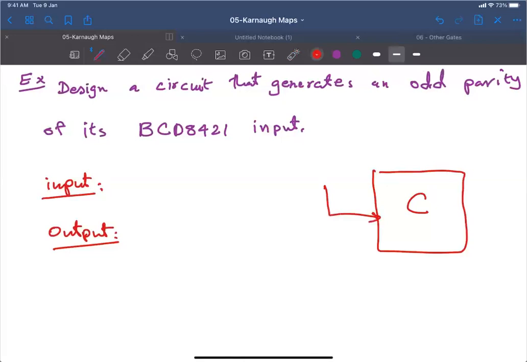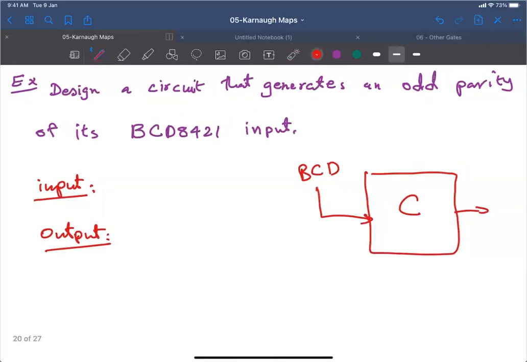I need you to be more active in the class, guys. Otherwise I will be bored, just like you. So please answer my question. What is the input to this circuit from the problem description? BCD number. Okay, BCD. And what is the output? You can see the problem description at the top. Odd parity.